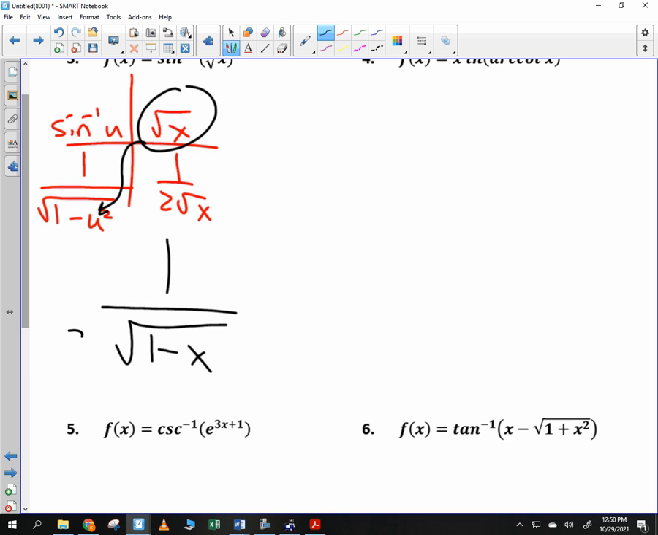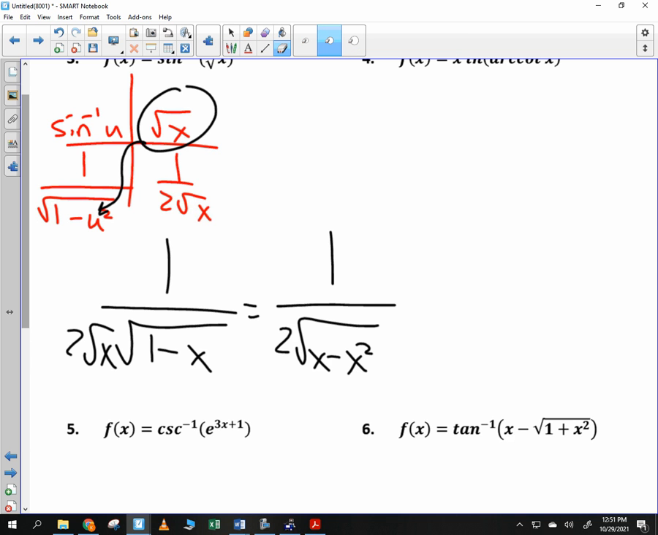And then what's on the outside? 2 roots of x. If you want to distribute that root of x through, that's fine. You can write it as 1 over 2 roots of x minus x squared. I don't care. I just ask that you know that those two are the same, so that if you see it expressed one way on the AP exam, then you know what you're doing. We good? Okay.